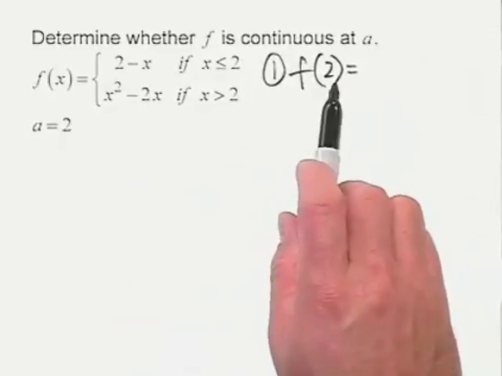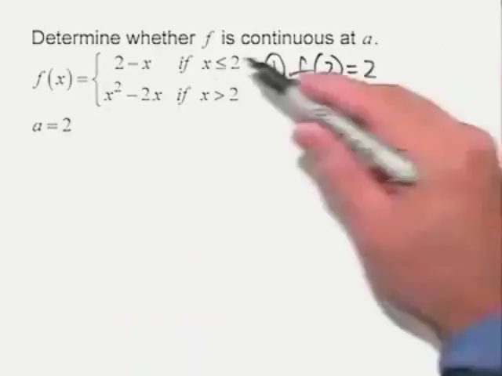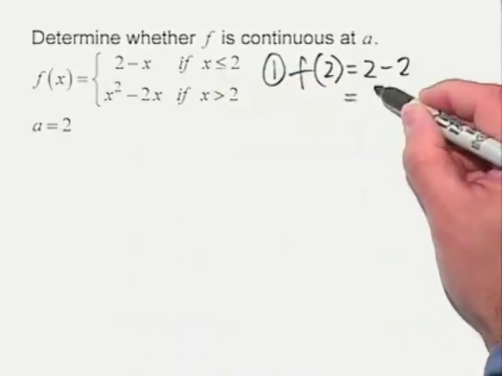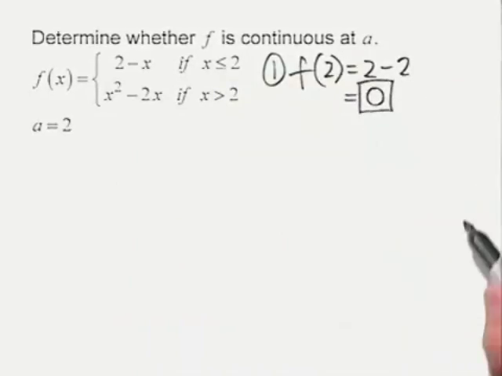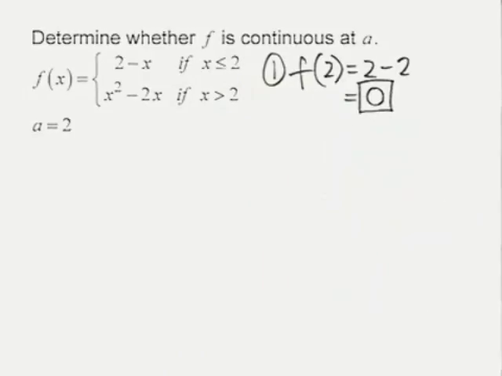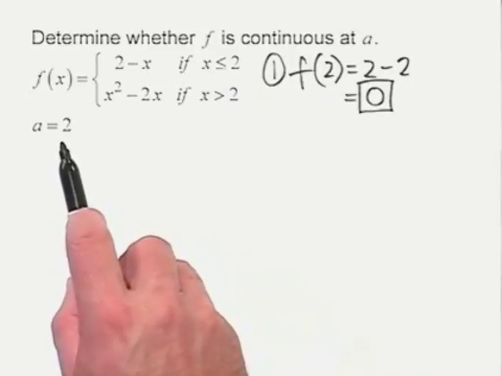Now, if we evaluate our function, this is less than or equal to 2, so we're going to plug that in to the first function, 2 minus 2, which gives us a value of 0. So the first requirement is attained here. We can say that the function does exist at 2. Now we need to determine whether or not the limit of this function exists at 2.